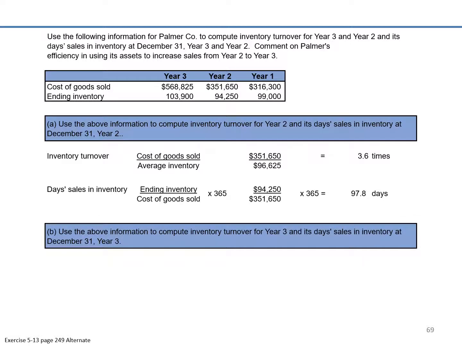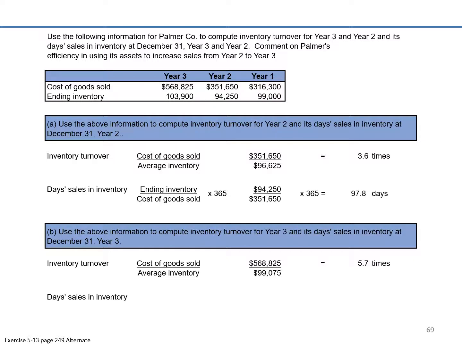And then in part B, doing the same thing for year 3. Inventory turnover, cost of goods sold in year 3 is 568,825 divided by average inventory. So that's going to be your 103,900 ending inventory in year 3 plus your 94,250 ending inventory in year 2, which is also your beginning inventory of year 3 divided by 2. So that's 99,075 for 5.7 times the inventory is turning in year 3.